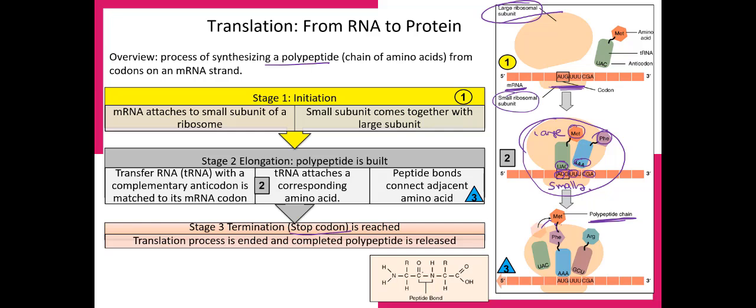So again, amino acids are joined together by the peptide bond. This is amino acid 1, and this is amino acid 2 on the right.